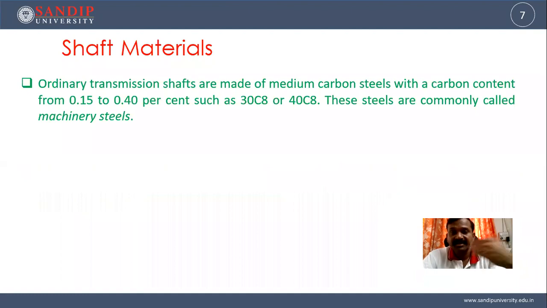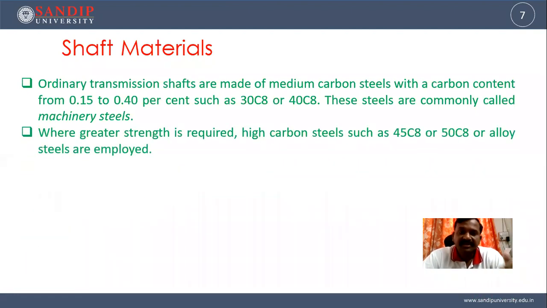But if you want higher strength, where greater strength is required, high carbon steel such as 45C8 or 50C8, or alloy steels are employed. So medium carbon steel 30C8 to 40C8 for medium working conditions, and for conditions which require greater strength we will have high carbon steel 45C8 to 50C8, or even if we need more strength, that can be obtained by the alloy steels.